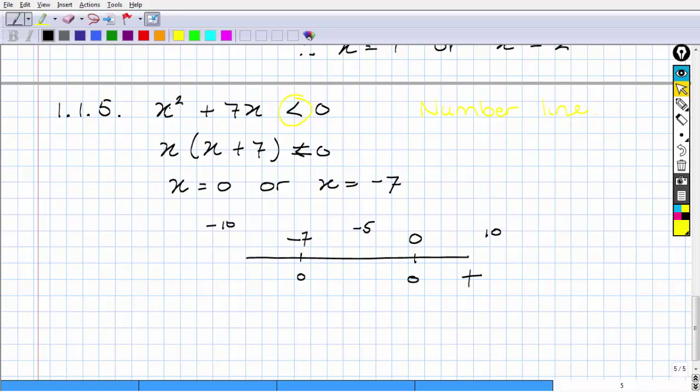If we have negative 5, we have negative 5 times negative 5 plus 7, which is positive 2. So we have positive 2 in the brackets, negative 5 on the outside, and that gives us negative 10. In other words, we have a negative number over here. And the same thing with negative 10: we have a negative on the outside times a negative on the inside, because negative 10 plus 7 is negative 3. We now get a positive number here. And we should expect that.